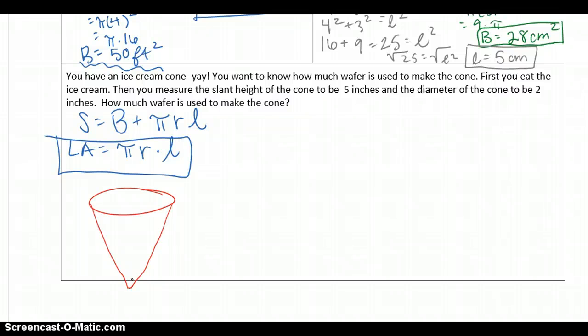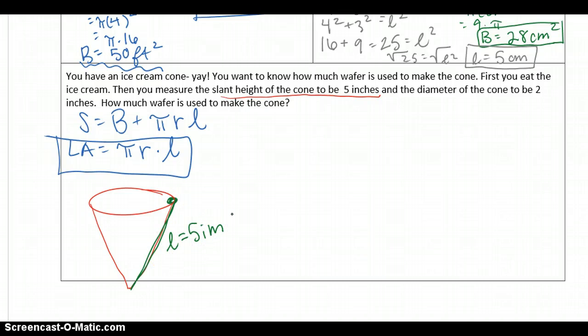Alright, so what information does it give us in the word problem? The slant height is 5 inches. Okay, so where do I draw my slant height? From the edge to the vertex. So this slant height here is 5 inches.